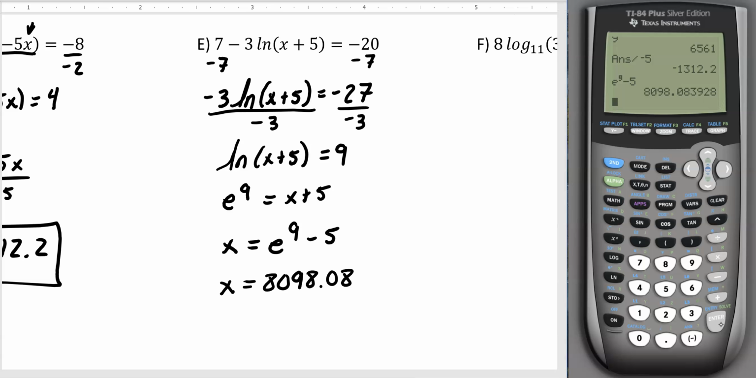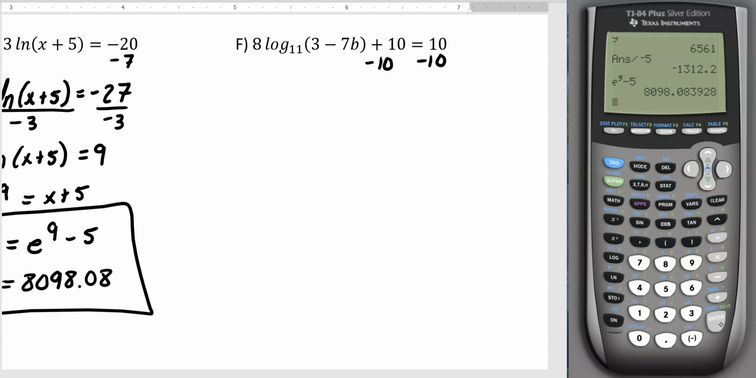Very good. Lastly, let's look at letter F. I'm going to start by subtracting 10 from both sides. Well, 10 minus 10 is 0. Oh, this is going to be a good one. Log base 11 of 3 minus 7b equals 0. When I divide by 8, 0 divided by anything is just 0. I get log base 11 of 3 minus 7b equals 0.